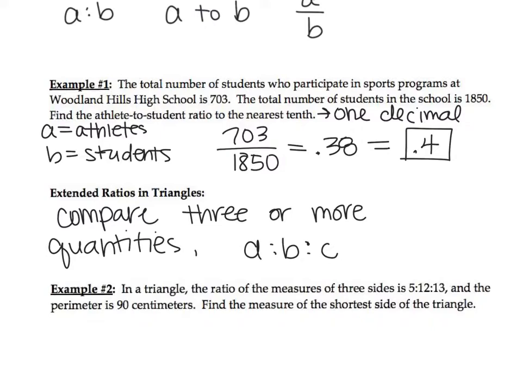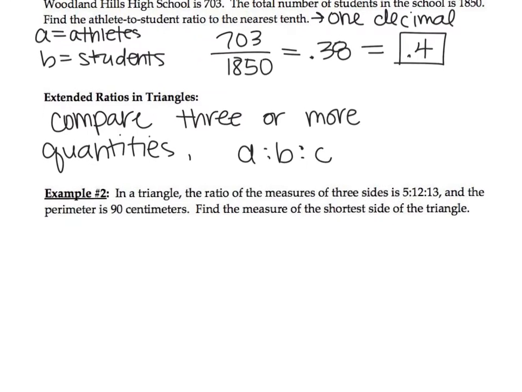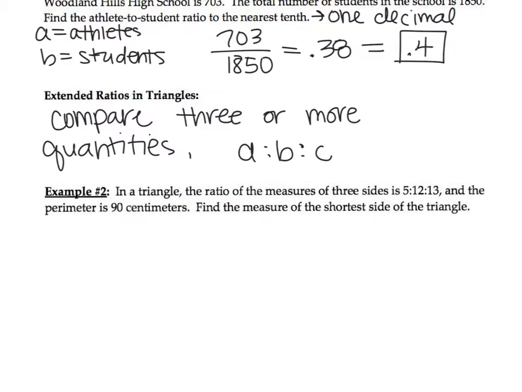So let's take a look at an example. In a triangle, the ratio of the measures of the 3 sides is 5 to 12 to 13, and the perimeter is 90 centimeters. Find the measure of the shortest side of the triangle. What we can do is say that the sides of our triangle are represented by 5x, 12x, and 13x.